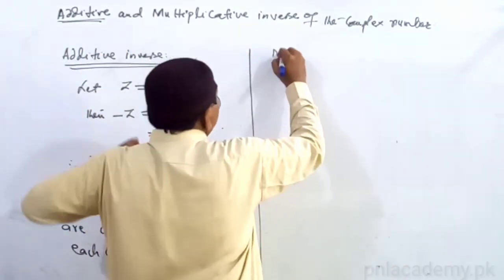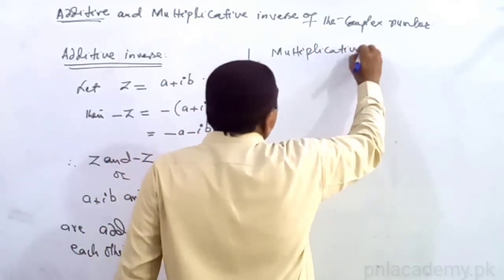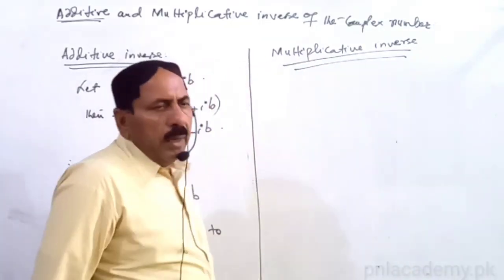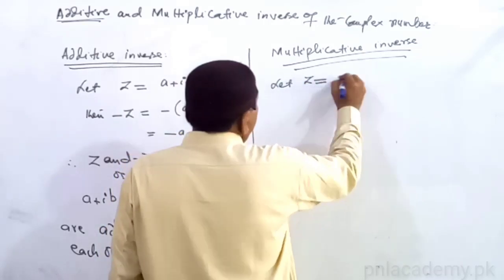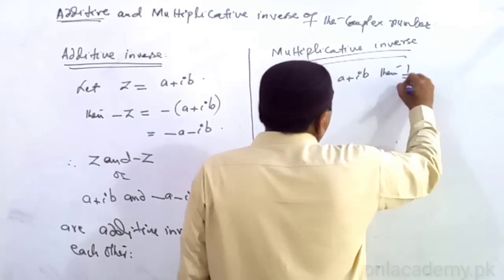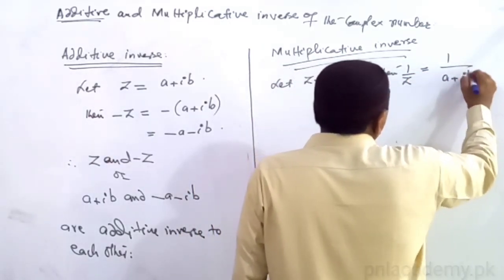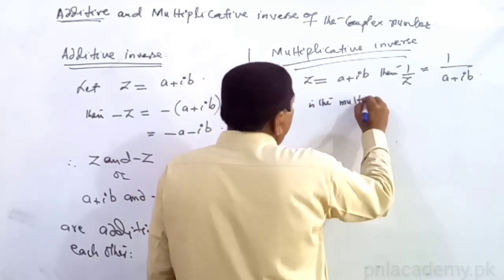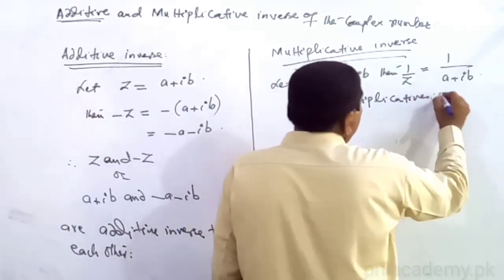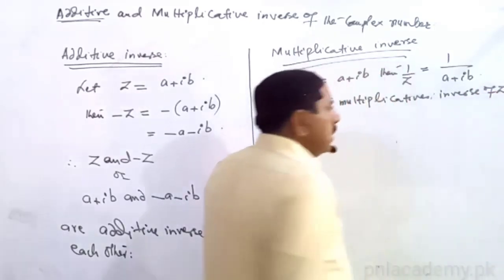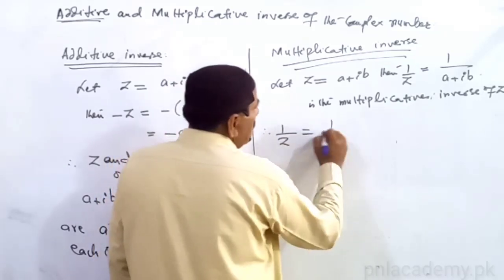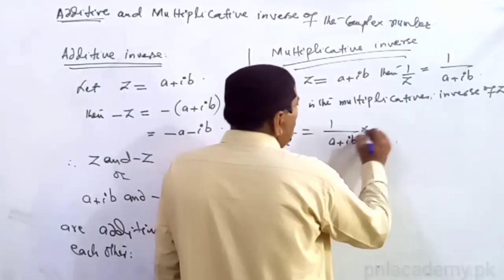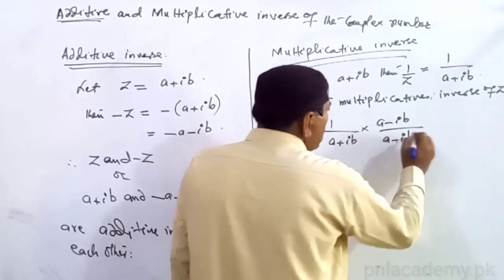How? Multiplicative inverse. Let Z be equal to A plus iota B, then 1 upon Z, which is 1 upon A plus iota B, is the multiplicative inverse of Z. Now the denominator is complex, which can be rationalized: multiply by A minus iota B divided by A minus iota B. This is a rationalization with respect to the denominator.